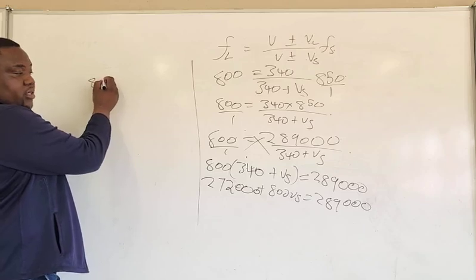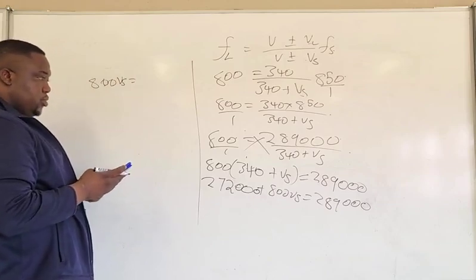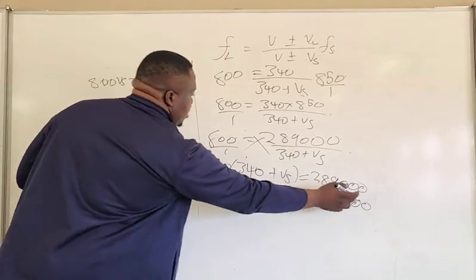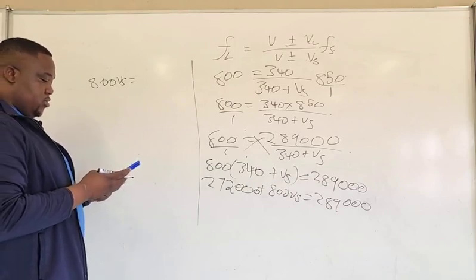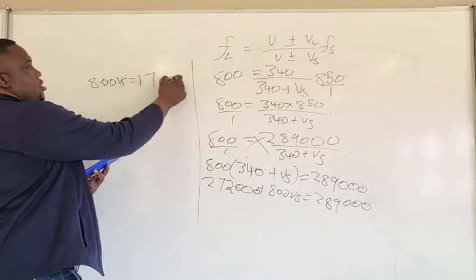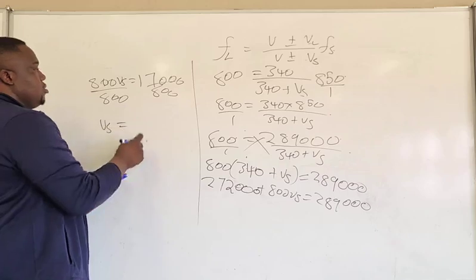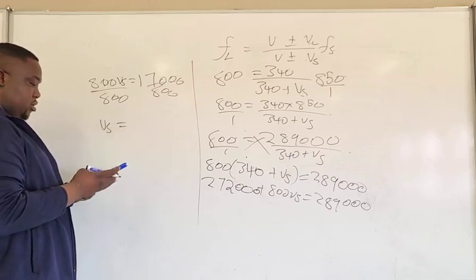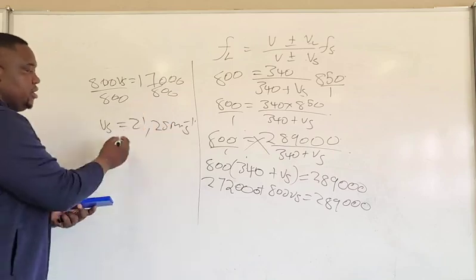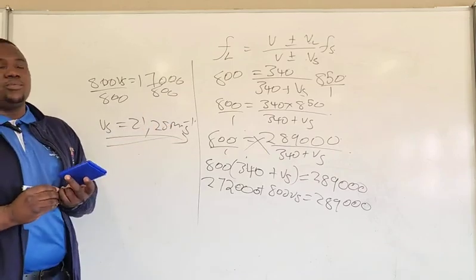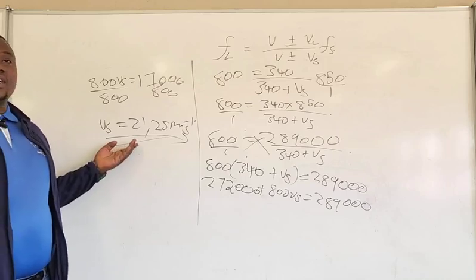We're going to have 800 Vs, which is equal to 289,000. We're just taking this one downside, it will become negative. 289,000 minus 272,000. What will we have? We have 17,000. We divide by 800. Then Vs is going to be 17,000 divided by 800. Then we get 21,25 meters per second. So it means the maximum speed that the source must move is 21,25 meters per second. So this is the velocity that the car is going to move.